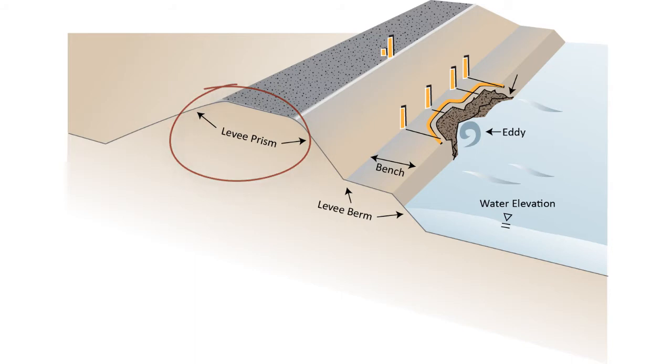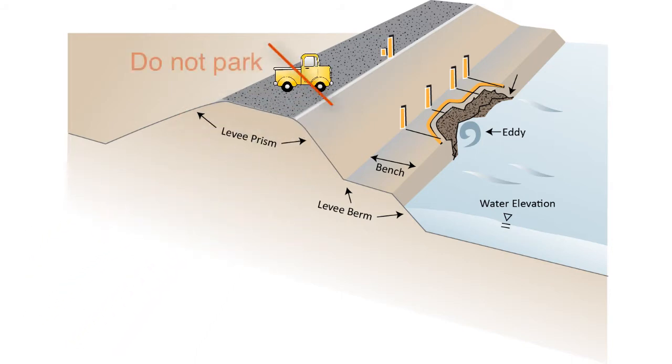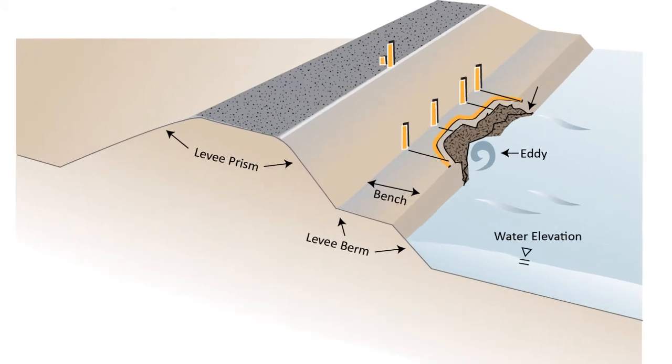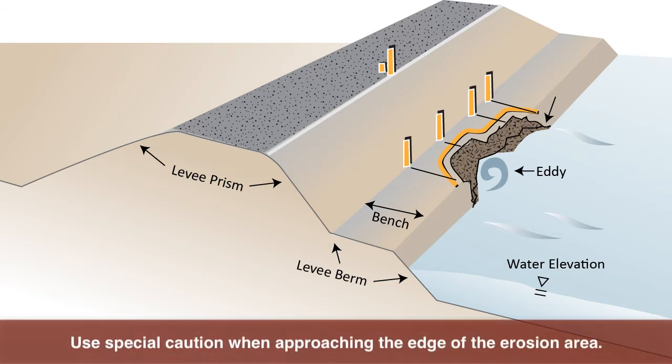When investigating signs of erosion, do not park vehicles directly above the affected area and approach the area very carefully. This is particularly important since the bank or levee slope where visible erosion is seen may have been eroded worse under the water, making the immediate area near the visible erosion prone to collapse. Therefore, special caution should be exercised if you decide to approach the edge of the erosion area.